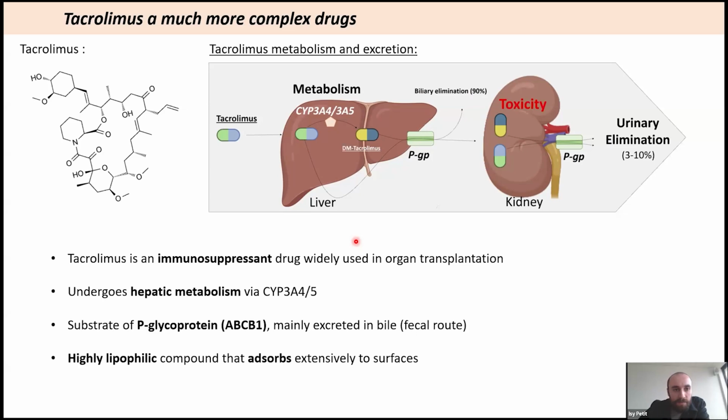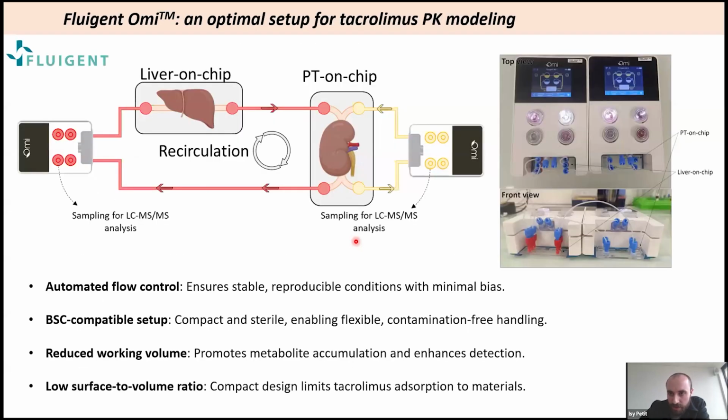But if we have a problem, we have a solution. And our solution is the Omi setup. So Omi has an automated flow control. It's miniaturized and compact. We can take it under the biosafety cabinet. We can take it under the microscope. So okay, that's great for us. But the real important aspect was the reduced working volume that enables metabolite accumulation.